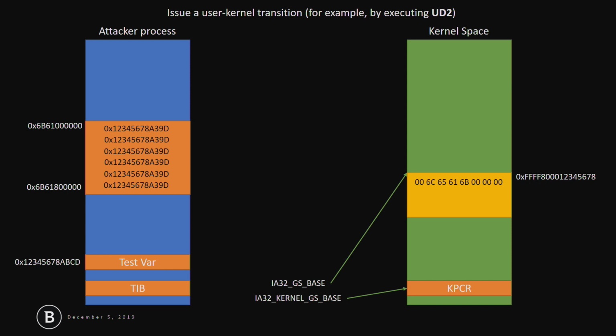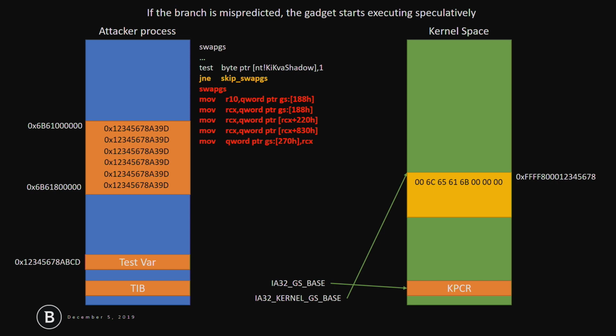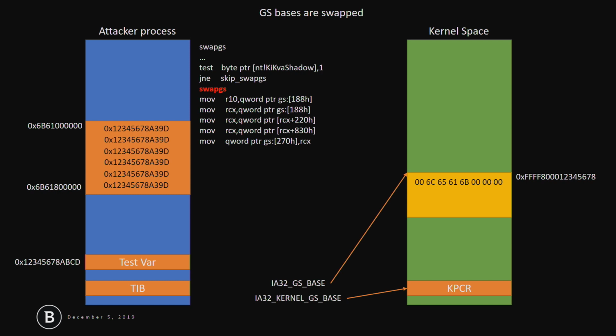And everything happens as before for now. SWAPGS gets executed. The GS base and kernel GS base get swapped. GS base now points to the KPCR as it should. Kernel GS base points to the attacker-controlled memory. And the vulnerable gadget is hit again. And the branch is mispredicted yet again, Spectre in action. SWAPGS gets executed speculatively again.